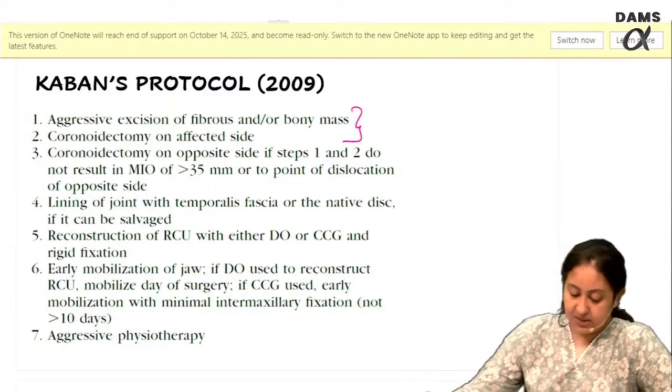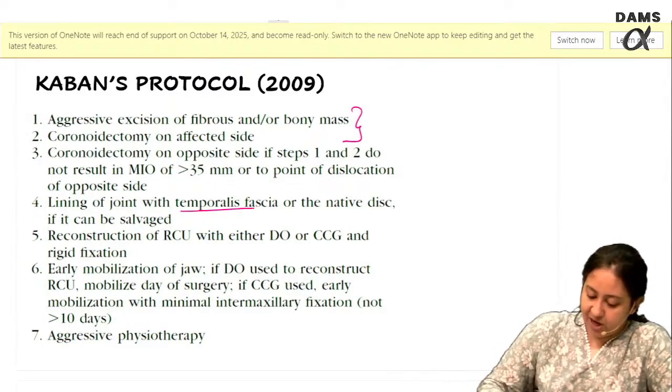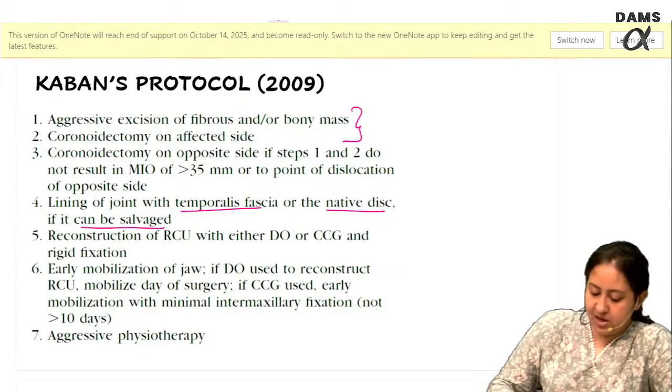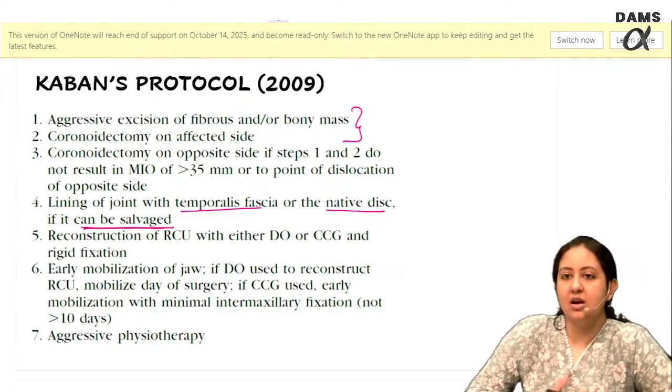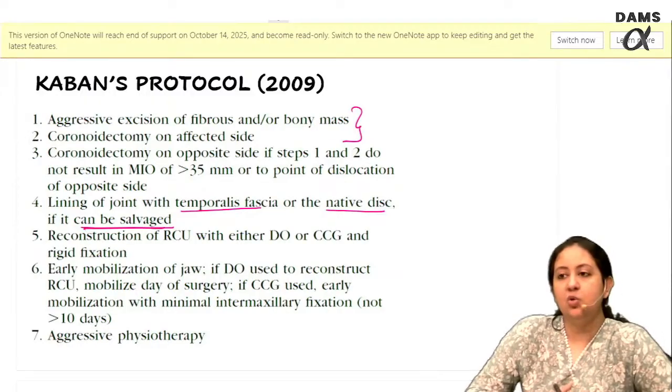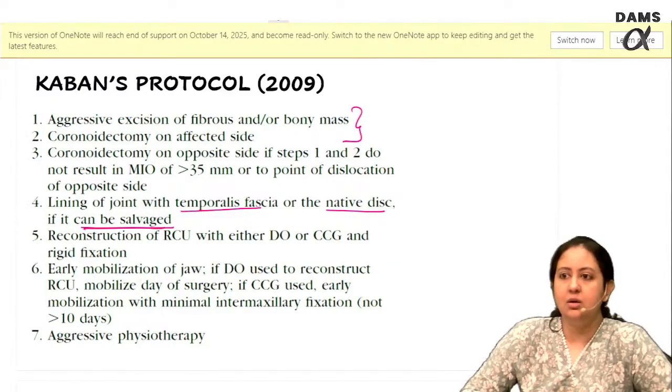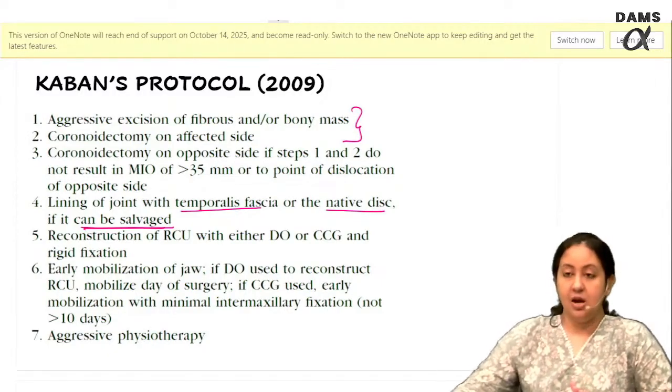Then the fourth step is lining of the joint with temporalis fascia or native disc if it can be salvaged. That means if you can retrieve the native disc from the ankylotic mass, well and good, use that. If you cannot retrieve the patient's original disc, you have to use a temporalis fascia which lines the glenoid fossa and acts as a disc. Most of the times the native disc is not salvageable. We have to line the glenoid fossa with glenoid fossa lining materials, which I've taken in detail in my class.